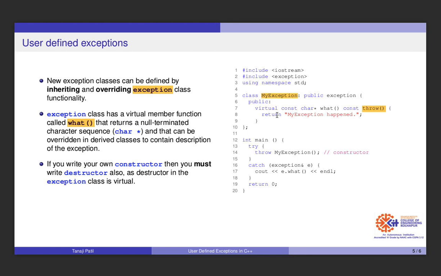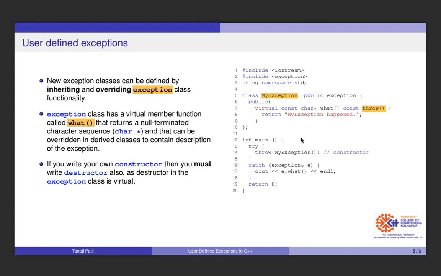I repeat, this virtual keyword defines what as a virtual function. Const char star is the return type. What and empty parenthesis is the name of the function. Const means this is a constant method which does not modify members, and throw is used to specify the exception list. Here it is empty, that means this does not throw any exception.